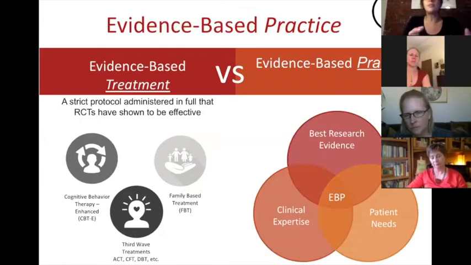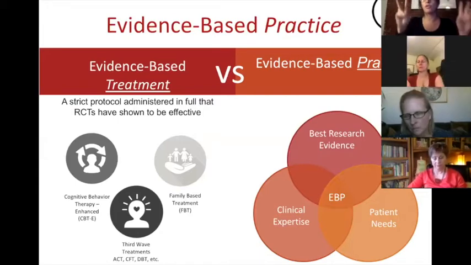An evidence-based treatment is a treatment that has a very specific protocol that has been researched, and randomized controlled trials have been conducted on it. Examples include CBT-E for adults, FBT for adolescents with anorexia and bulimia nervosa, most often more severe bulimia nervosa, and what we call the third wave treatments: ACT, dialectical behavioral therapy, and compassion focused therapy. So that's what evidence-based treatments are.